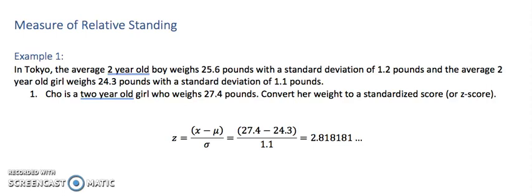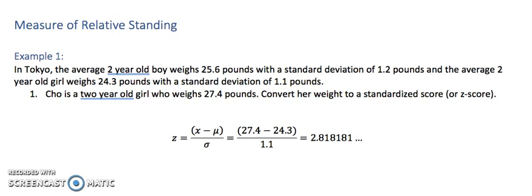So here's an example dealing with measures of relative standing. Just a reminder, measures of relative standing that we're going to discuss in this section include percentiles, quartiles, and z-scores. Measures of relative standing talk about the position of a value in a data set relative to other values in that data set. So the first example we're going to talk about discusses z-scores.